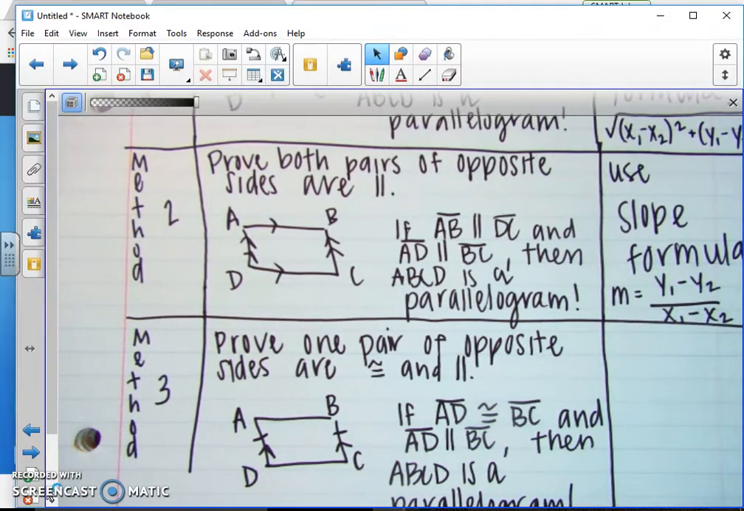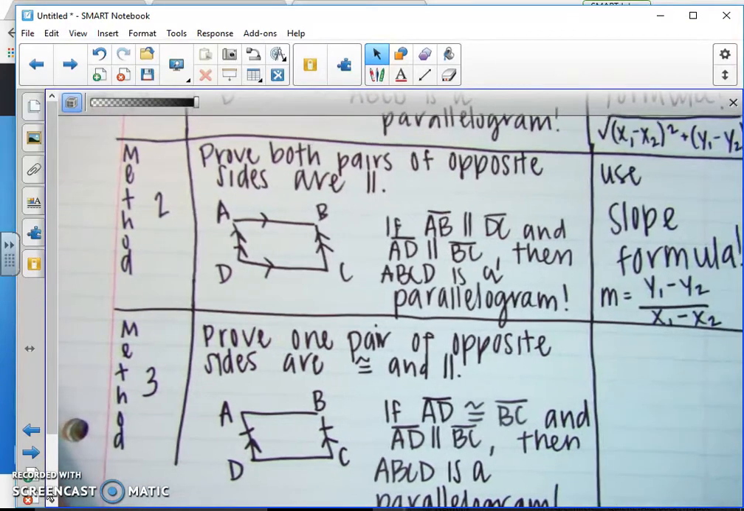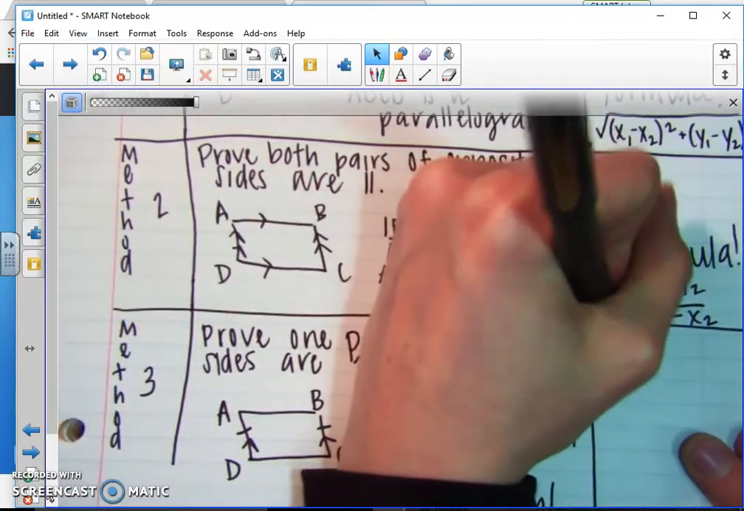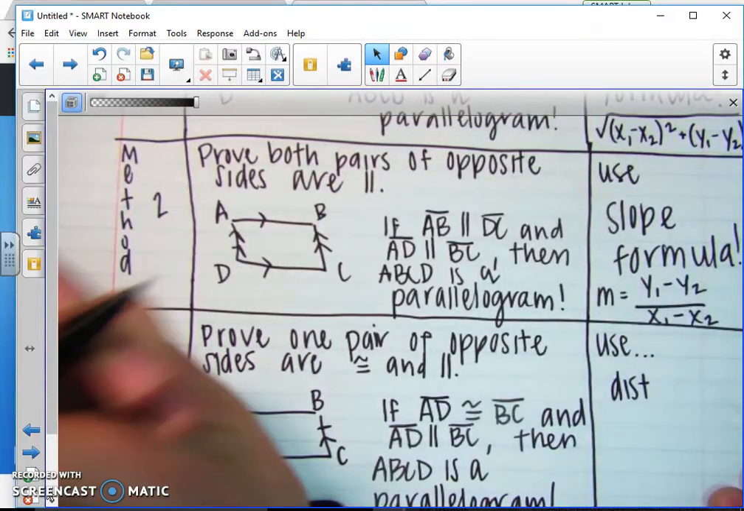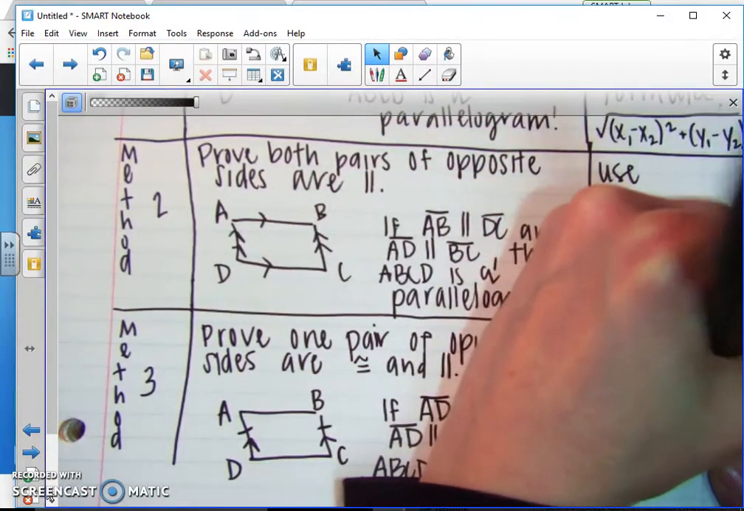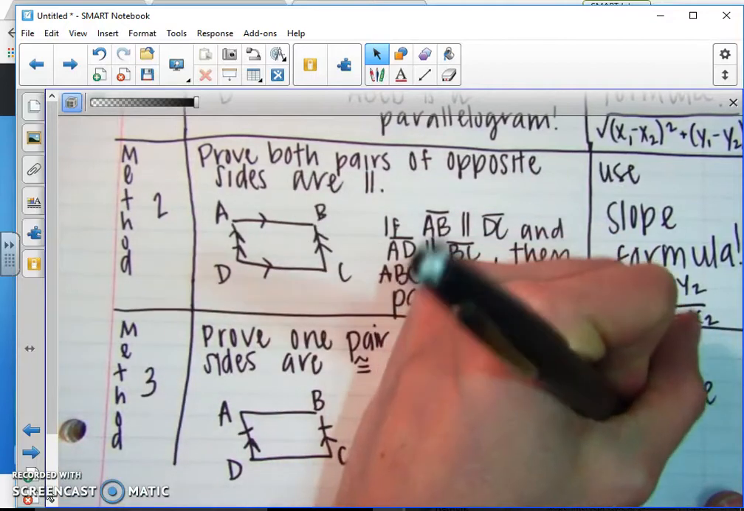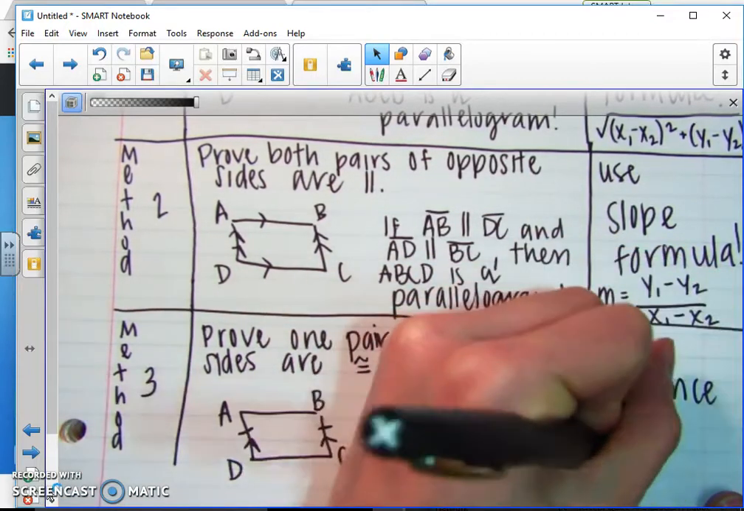So for this, if we're going to prove both congruence and equal slope to make them parallel, we're going to need both formulas. So we're going to use the distance and slope formulas.